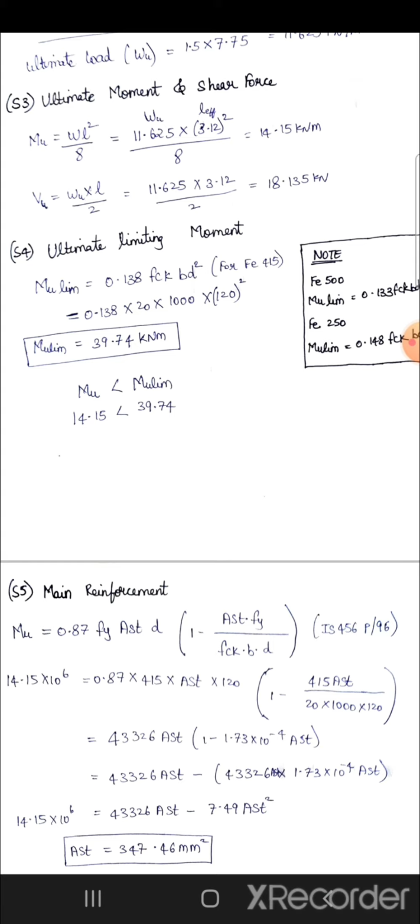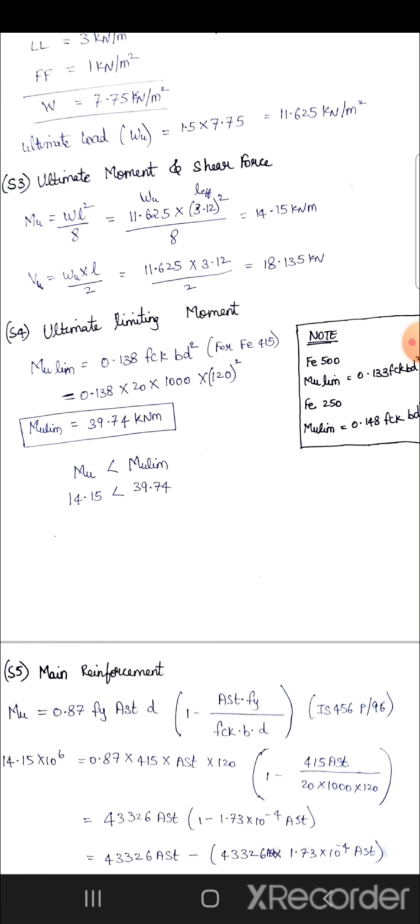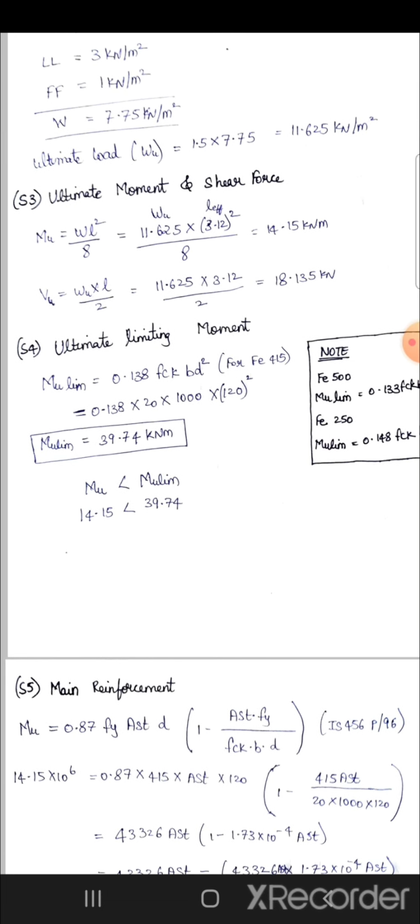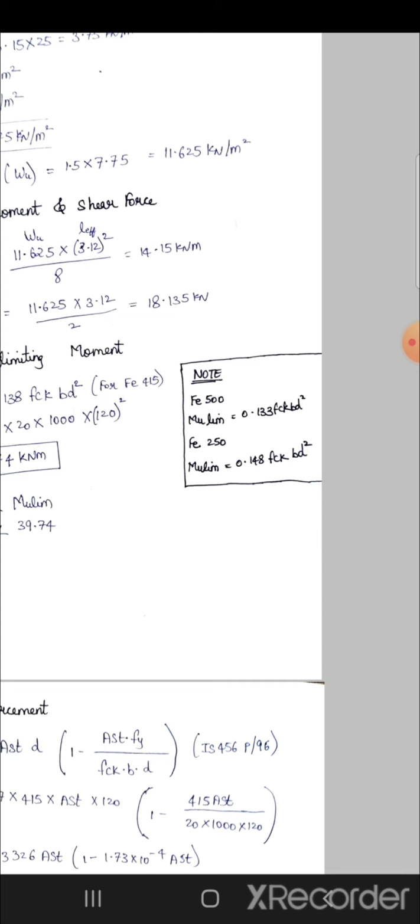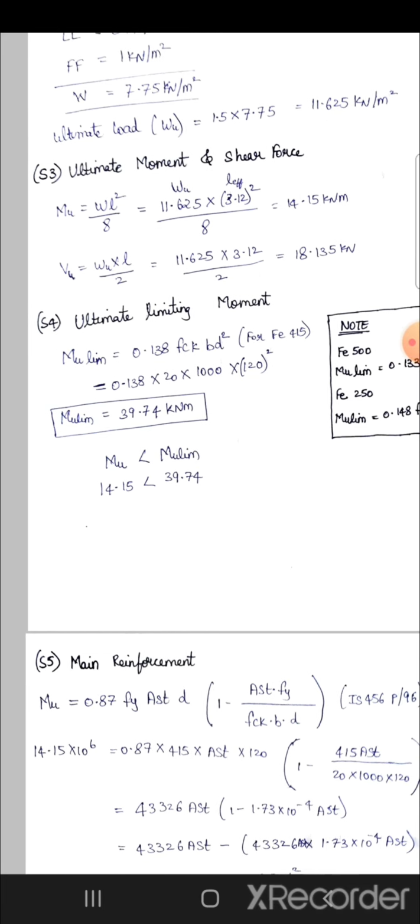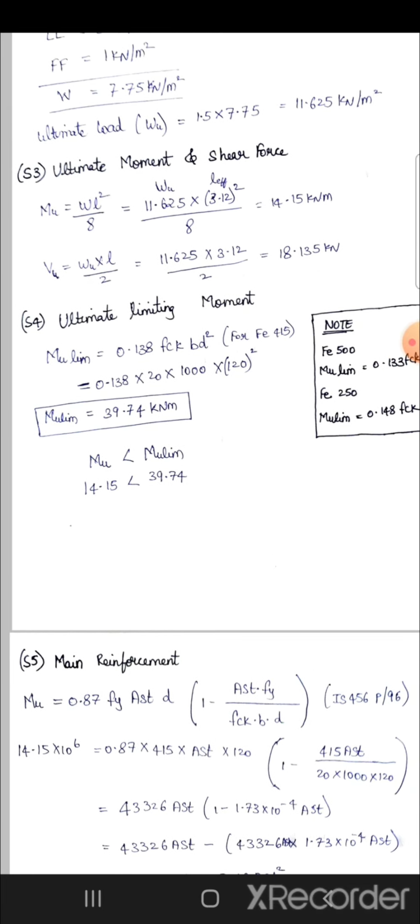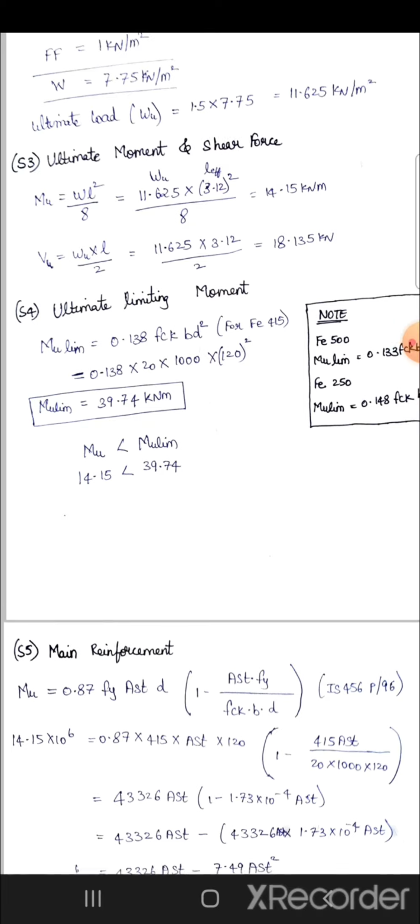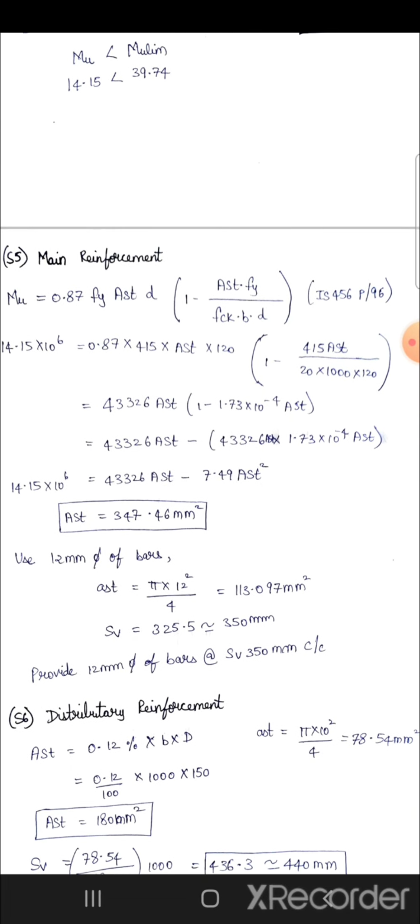Next step is ultimate limiting moment. Formula for ultimate limiting moment is 0.138 FCK BD square for FE415. In question they have given FE415, so the formula is 0.138 FCK BD square. If they have given 250, formula is 0.148 FCK BD square, and for 500, 0.133 FCK BD square. Here ultimate limiting moment answer is 39.74, which is greater than ultimate moment.